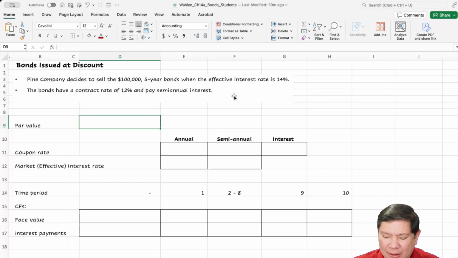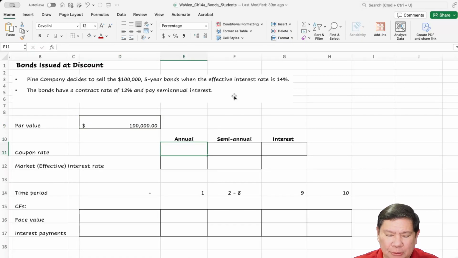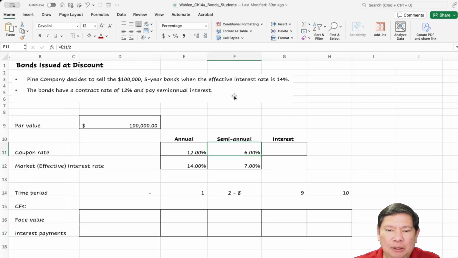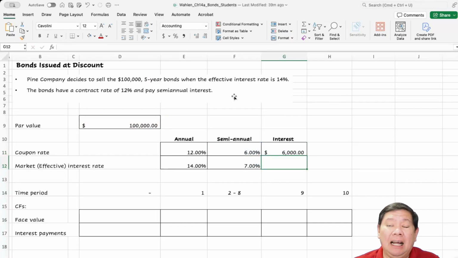So let's take a look at the calculation of the price. Par value is 100,000. The coupon rate is 12% annually, market rate is 14% annually. So if we divide by 2, that's 6% coupon rate and 7% effective rate. So the interest that the bonds pay, 6% times 100,000 is $6,000 every 6 months. This is semi-annual bonds.